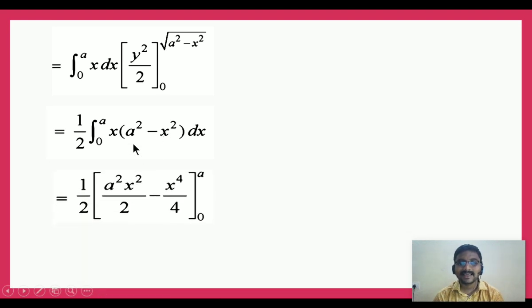Now integration: a square is constant, the integration of x is x square by 2, and the integration of x cube is x power 4 by 4. Limits are 0 to a. Substituting upper limit a and then lower limit 0, we get a square into a square, that is a power 4 by 2, minus a power 4 by 4, and substituting lower limit 0, we get 0. So that is a power 4 by 2 minus a power 4 by 4. Taking the LCM as 4 and multiplying with half, we get a power 4 by 8. It is the required result.